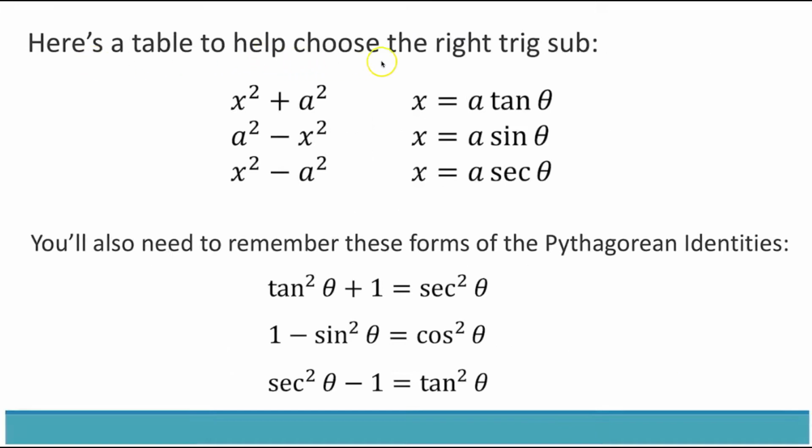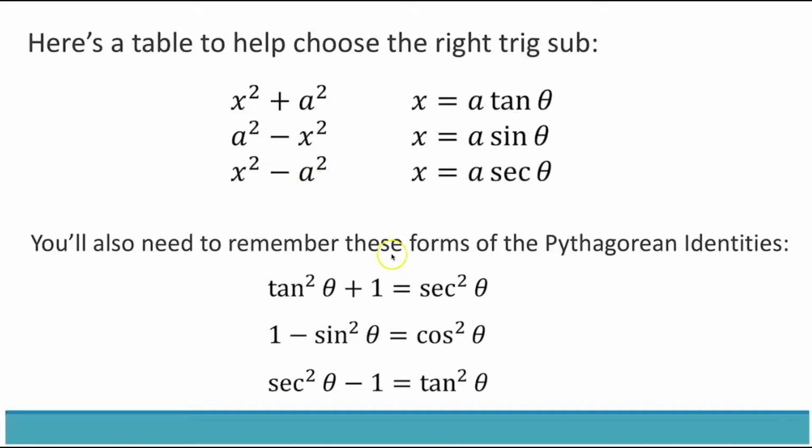Here's a table to help choose the right trig sub. If you have the expression x squared plus a squared, you would substitute x equals a tangent theta. A squared minus x squared, you would sub x equals a sine theta. If you have x squared minus a squared, you would let x equal a secant theta. And here, a is a real number.